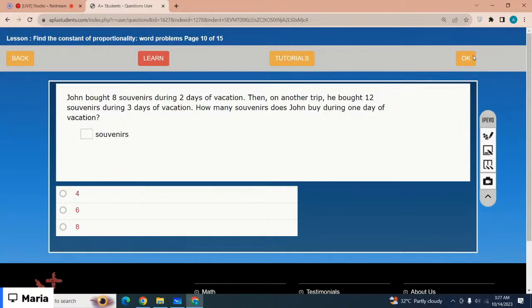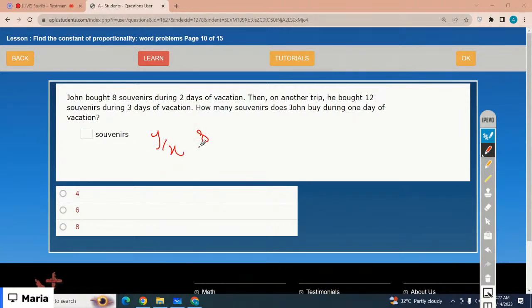That means on 1 day of vacation, John buys 4 souvenirs, right? The correct option is 4. You have to find the ratio between both the values, right? That would be y over x. So souvenirs y is 8. We have to do y over x, right? So you have 8 over 2 and then 12 over 3. So 2 times 4 is 8 and 3 times 4 is 12. So the ratio is 4. The correct option is 4. Got it?